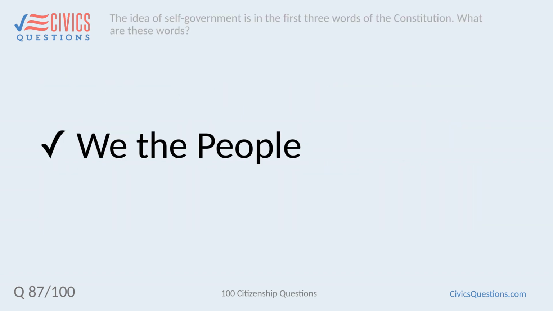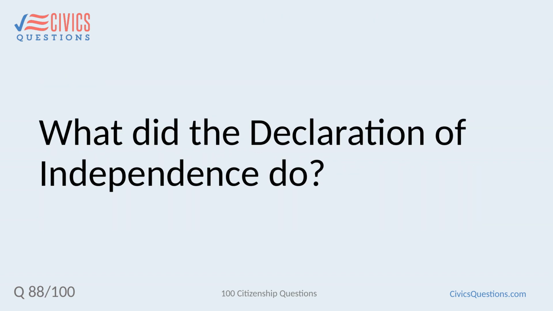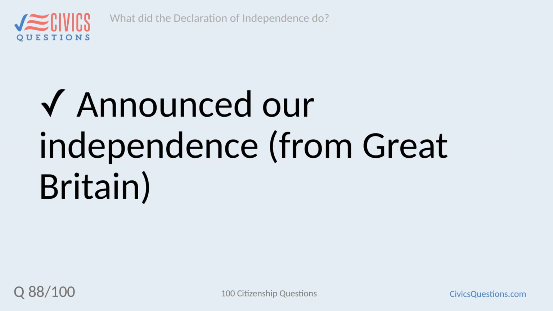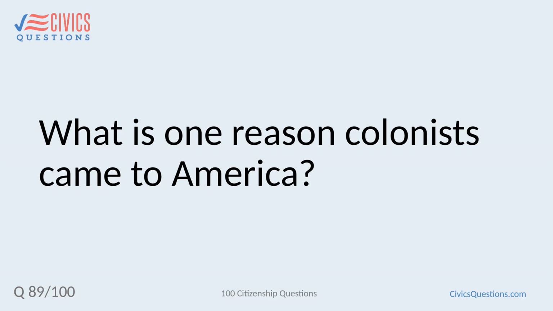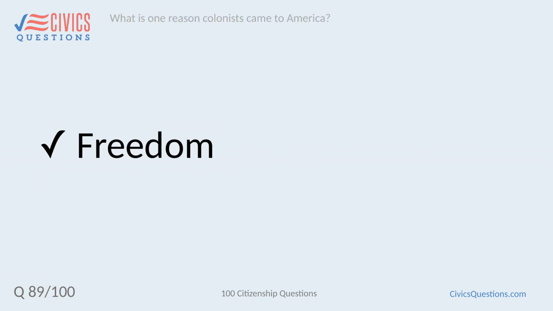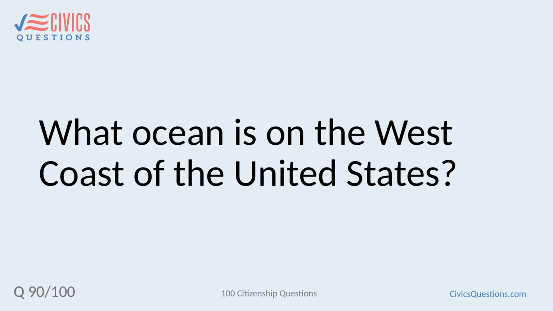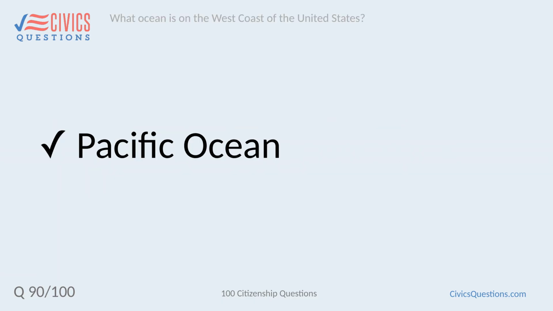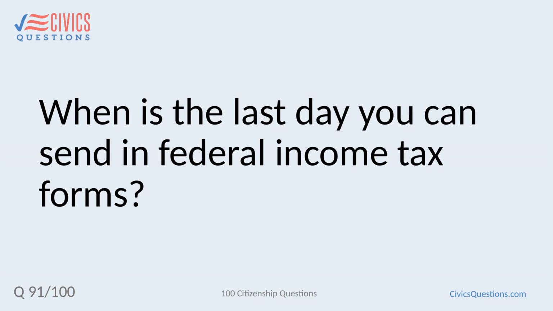We, the people. What did the Declaration of Independence do? Announced our independence from Great Britain. What is one reason colonists came to America? Freedom. What ocean is on the west coast of the United States? Pacific Ocean. When is the last day you can send in federal income tax forms?